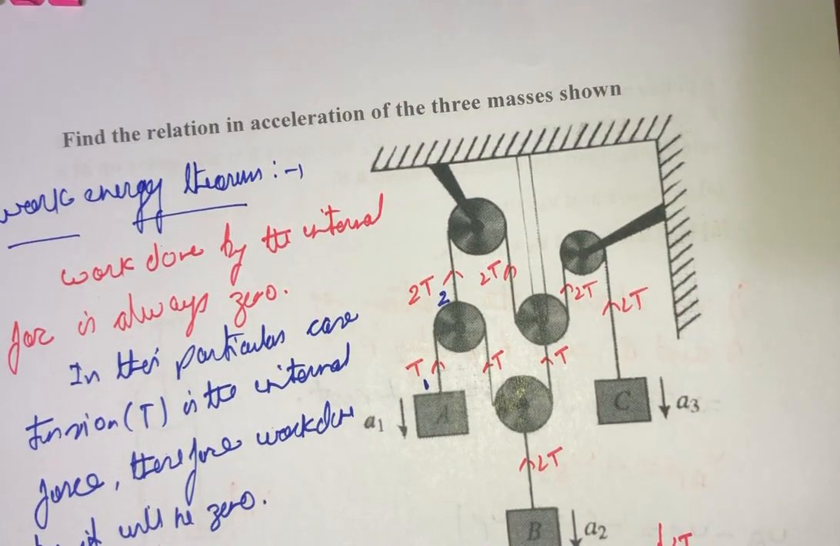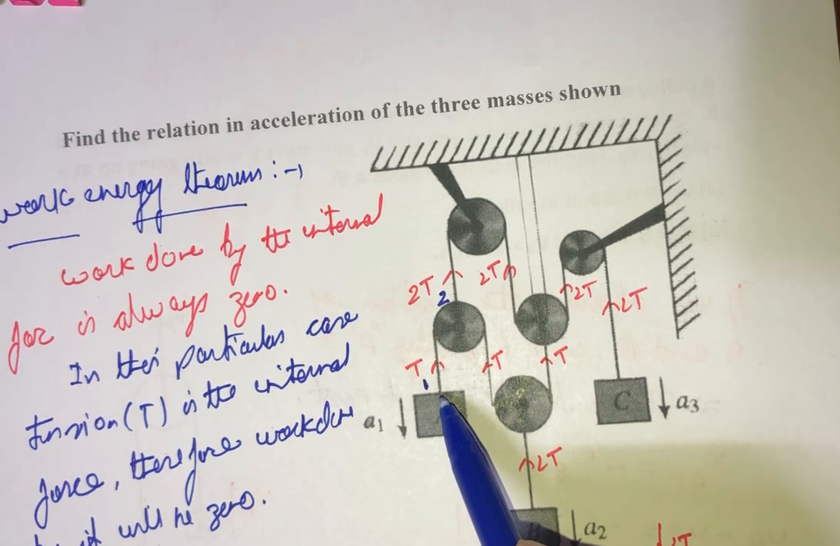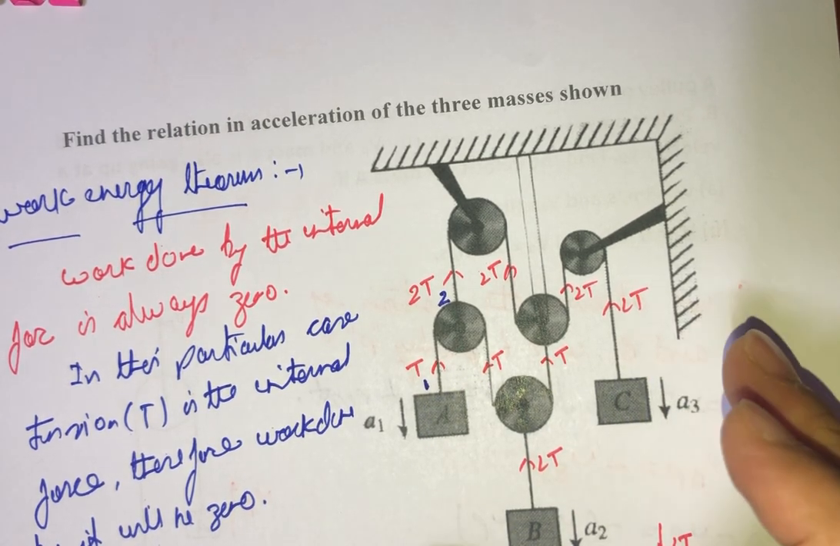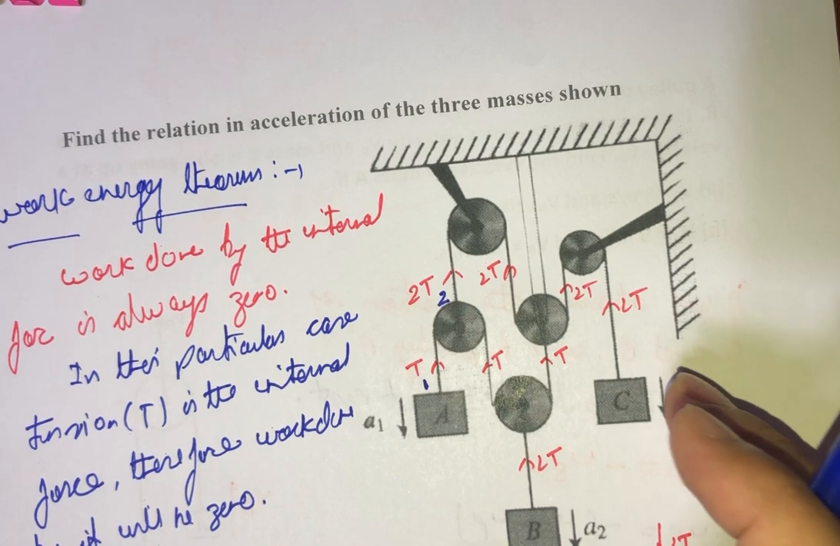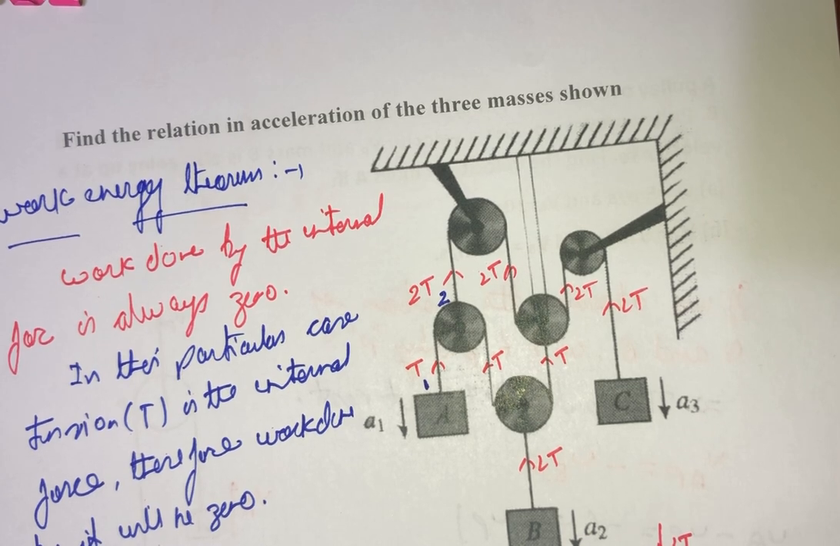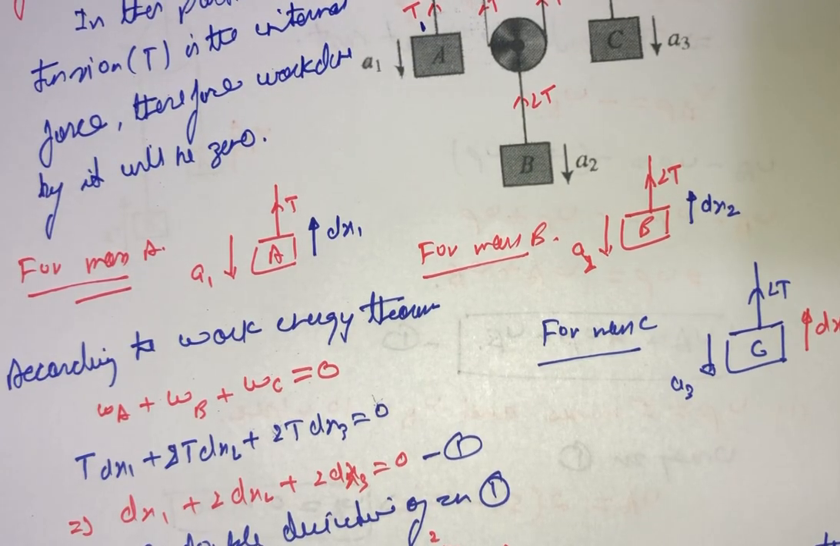No doubt this question can also be solved by using the standard procedure, which states that you consider that A moves by a distance x and subsequently calculate all the distances, but that approach will be a lengthy one. This work energy theorem is more or less a shortcut method with the help of which we can find the relationship between the accelerations, and if we are required to find the relationship of the velocities, we can simply take the single derivative of the distance equation, and that will give us the relationship between the velocities.